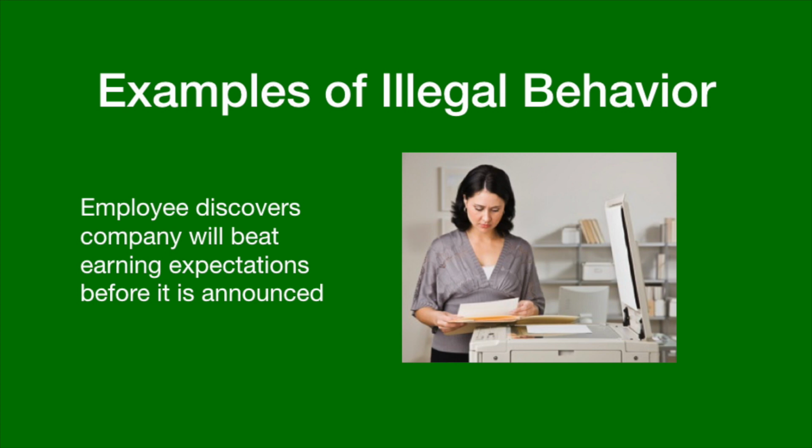Now I'm going to share with you some examples of illegal behavior. In our first example, which I will admit is contrived, an employee of a company discovers that the company will beat earnings expectations before it is announced and then trades on that material non-public information. This is probably the most common scenario most people think of, which is somebody who works for a publicly traded company discovers some kind of information and then wonders whether or not it would be illegal for them to trade on it. And as you can see here, it would be.